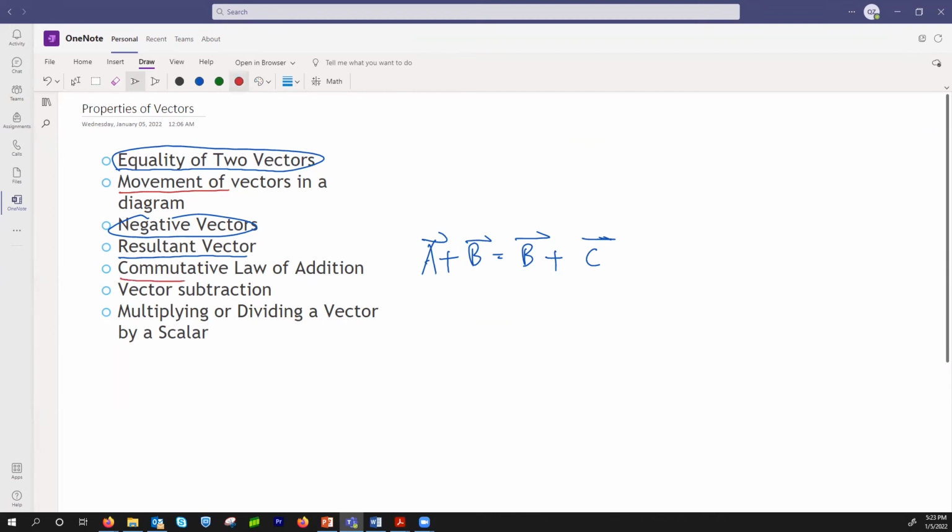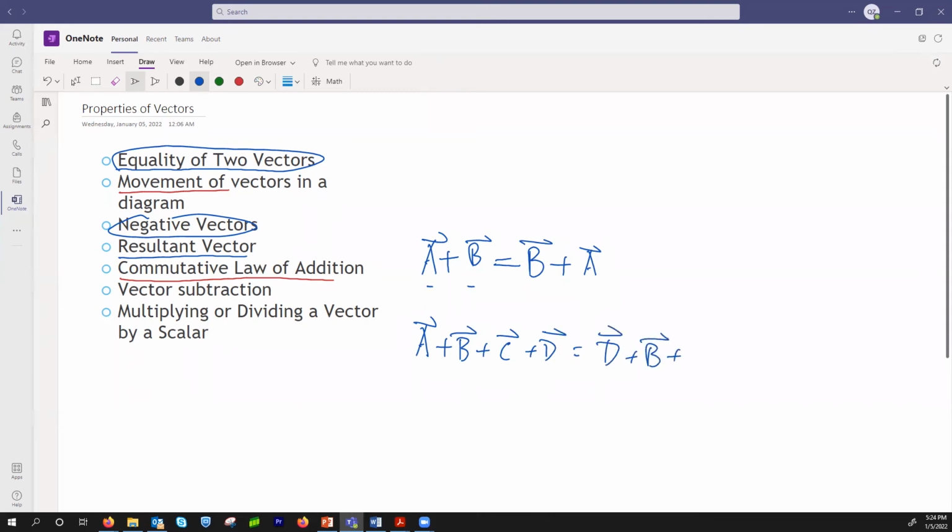Next, the commutative law of addition. In this case, assume that we have vector A and vector B, and when we add them together, the order does not really matter. In other words, A plus B will be equal to vector B plus vector A. Or if we have more, let's see, A plus B plus C plus D, then we can change the order randomly: B plus D plus A plus C. So still they are equal to each other. That's called the commutative law of addition.